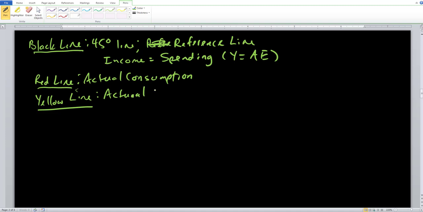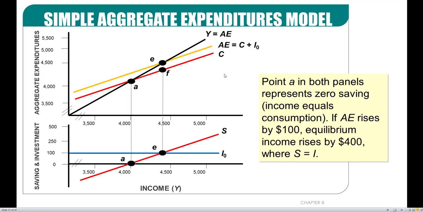Actual consumption plus actual investment. So here, what we want to focus in on is this yellow line because it includes both of the components that we've talked about so far, consumption and investment, and the sum of these two is our simple aggregate expenditures model so far. And in order for us to have equilibrium, we need to be intersecting our black line. So point E is our simple aggregate expenditures equilibrium.